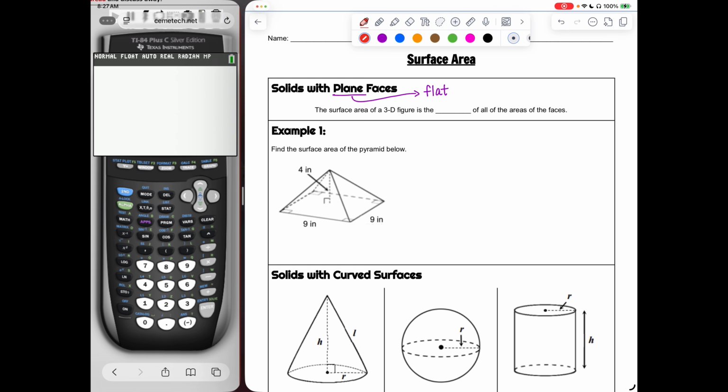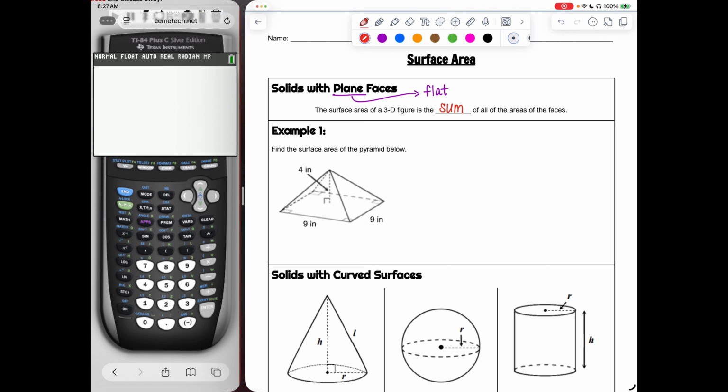Anytime we deal with solids with plane faces, we know that the surface area of that 3D figure is going to be just the sum of all of the areas of the faces. So basically, I literally have to look at the shape of each face that the solid can sit on, find the area of each of those faces, and then add them up together.